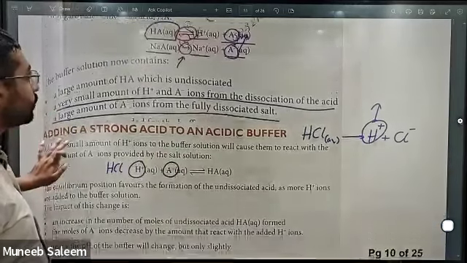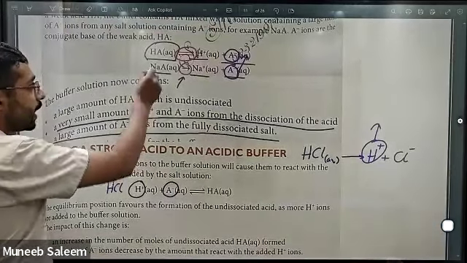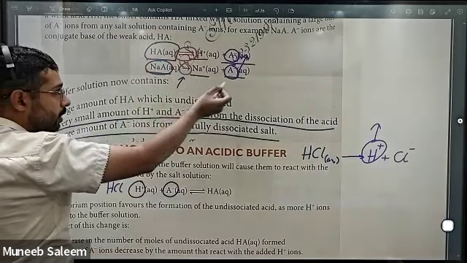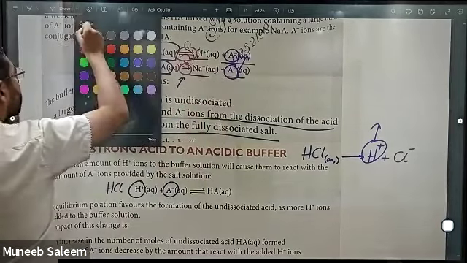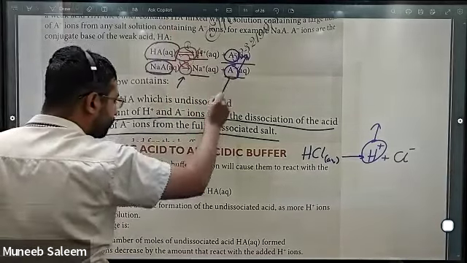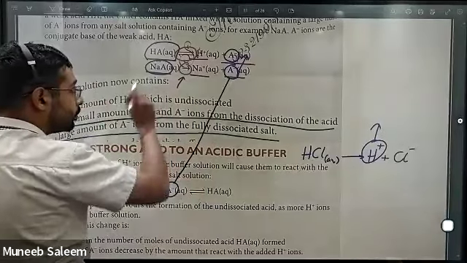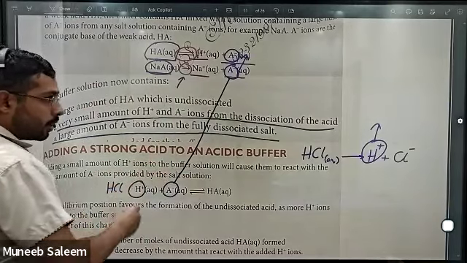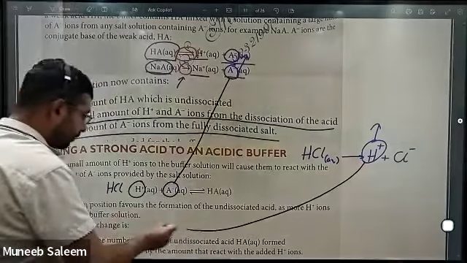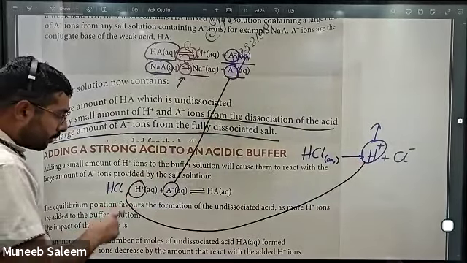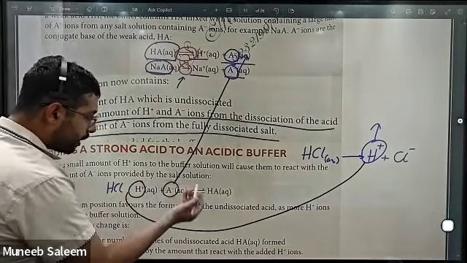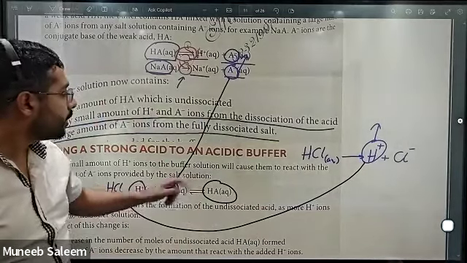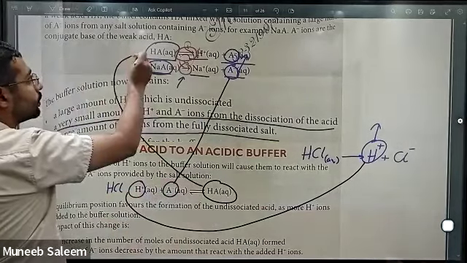This A negative ion is coming from the dissociation of the NaA. When NaA is converted into sodium ions and A negative ion, this is the same anion coming from the dissociation of the NaA. So when they react with the hydrogen ions coming from the HCl, they will make HA. Now this HA is basically the same weak acid, this one.